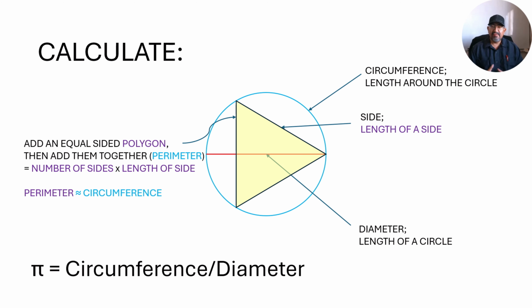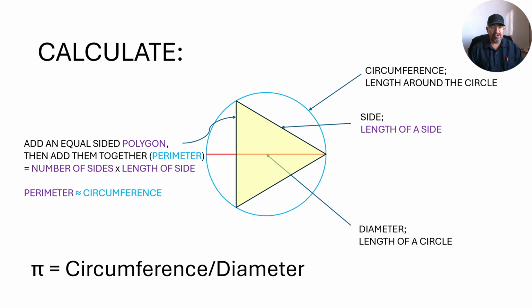They put an equal-sided polygon inside of a circle, and they added up the size of that polygon. What they're saying is, if you add the perimeter of that polygon, it's going to be close to the circumference of a circle. So you can use trigonometry to figure out the diameter of the circle with an equal-sided polygon.